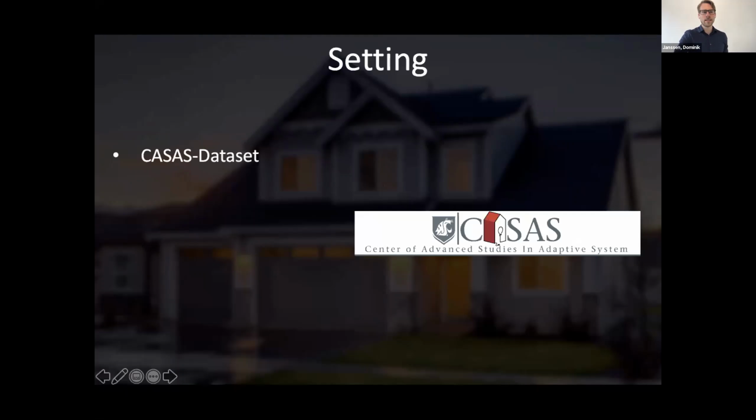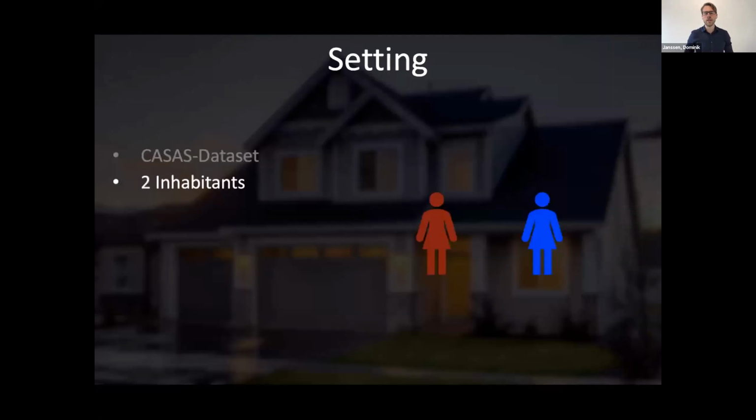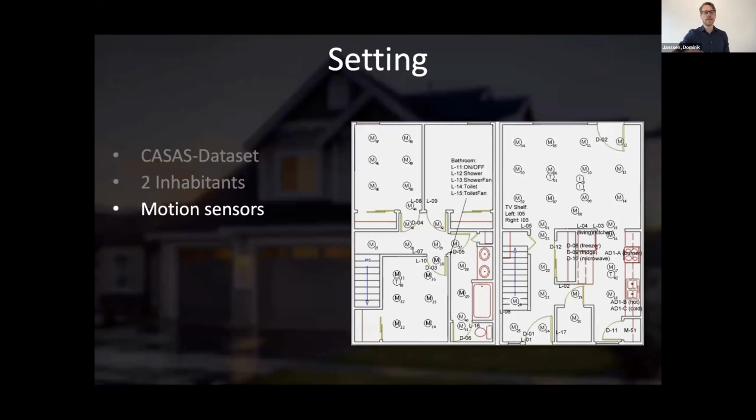The setting we have is centered around the CASAS dataset. Most of you will be familiar with those datasets. It's publicly available. Smart home datasets with different types of sensors equipped, different amounts of people inhabiting those houses for different amounts of time. We chose one that has 2 inhabitants and looks like this. That's the floor plan of the house. It's equipped with a lot of sensors. We only look into motion sensors for our research right now. They are highlighted here in green.